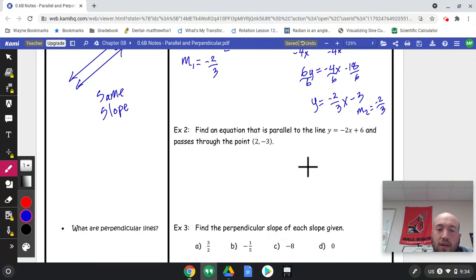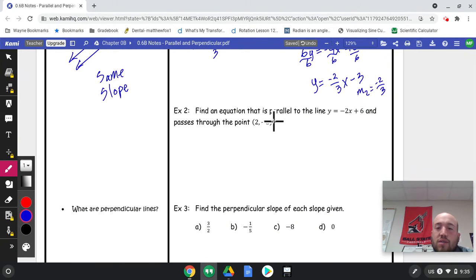Okay. Now, number 2, it says find an equation that is parallel to the line y equals negative 2x plus 6 and passes through the point 2, negative 3. So if it is parallel, we know if this line has a slope of negative 2, it'll have the same slope. So our slope is negative 2.